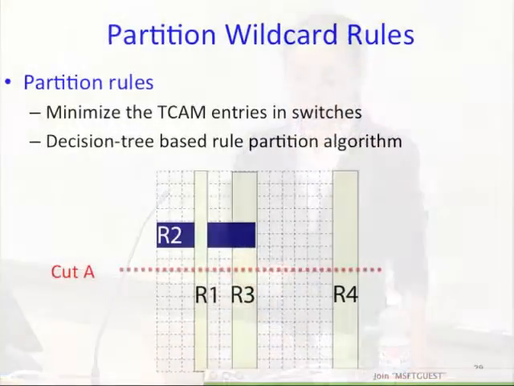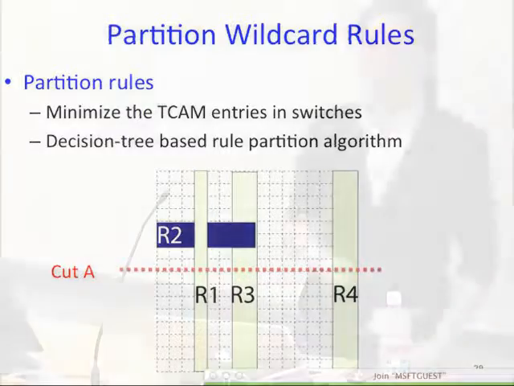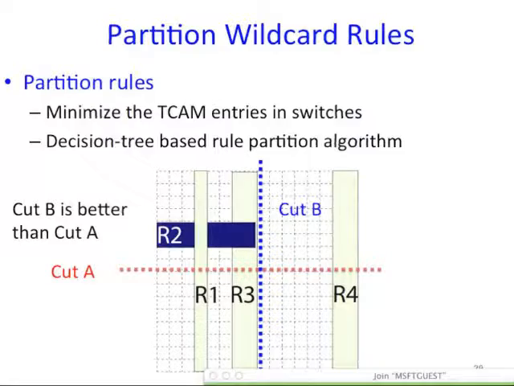So this brings a challenge: how do we partition this flow space so that we can minimize the total number of TCAM entries required in the whole switches? This problem is NP-hard for a flow space that's 2-dimensional, and even more so with more dimensions. So we propose a new solution called the decision tree-based rule partition algorithm. And the basic idea of this algorithm is that cut B is better than cut A, because cut B follows the rule boundaries and doesn't generate any new rules.